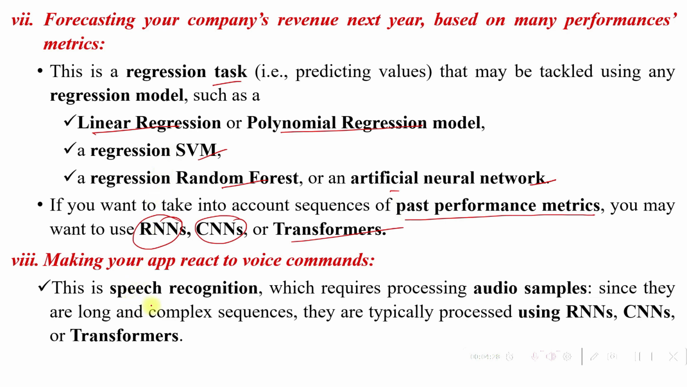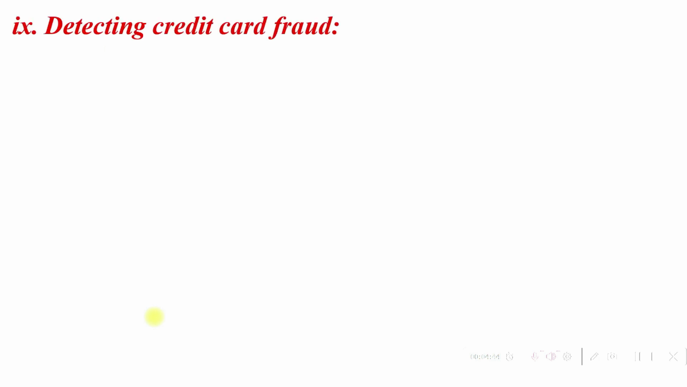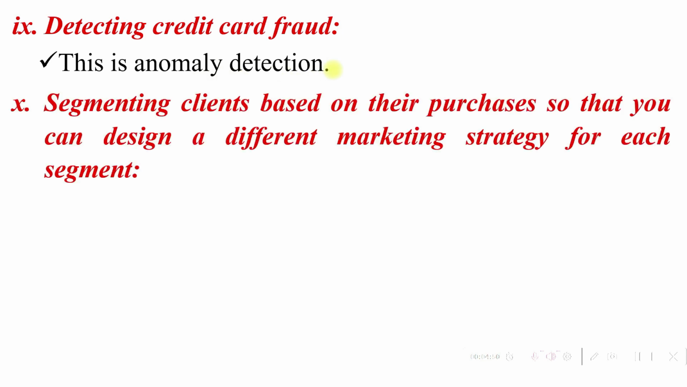Making your app react to voice commands. This is a speech recognition problem which requires processing audio samples. Since they are long and complex sequences, they are typically processed using RNNs, CNNs or transformers. Detecting credit card fraud. This is one type of anomaly detection.